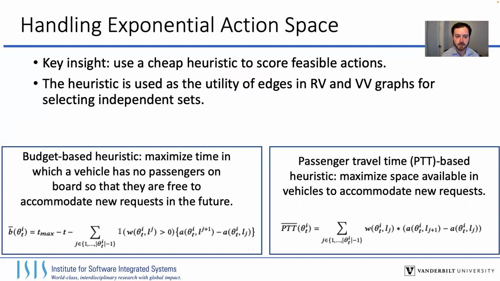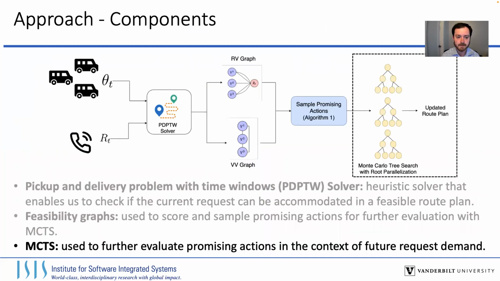The first heuristic is a budget-based heuristic in which we aim to maximize the time in which a vehicle has no passengers on board so that the vehicle is free to accommodate new requests in the future. The second metric is based on passenger travel time. In this case, the PTT metric aims to maximize the space available in vehicles to accommodate new requests. At the end of this stage, we have K feasible actions, which we're going to evaluate with MCTS.